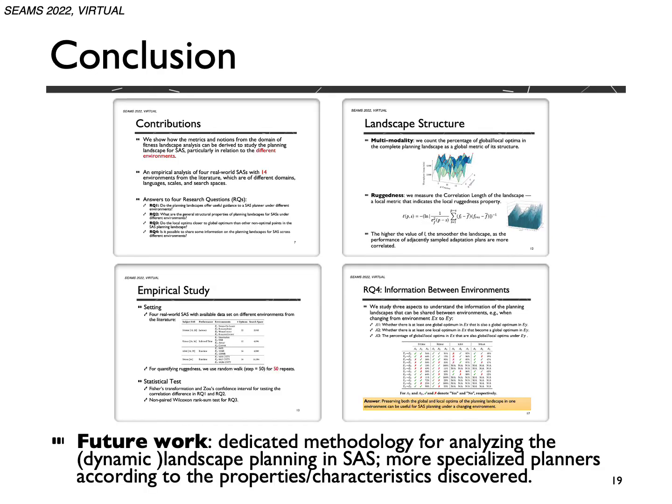In conclusion, in this work, we show how notions and metrics from fitness landscape analysis can be used to study the SAS planning landscape, and we use things like ruggedness, multimodality and fitness distance correlation to do that. We perform analysis on a set of real-world SAS from empirical studies, and our findings provide several key insights towards the future design of better planners for SAS.